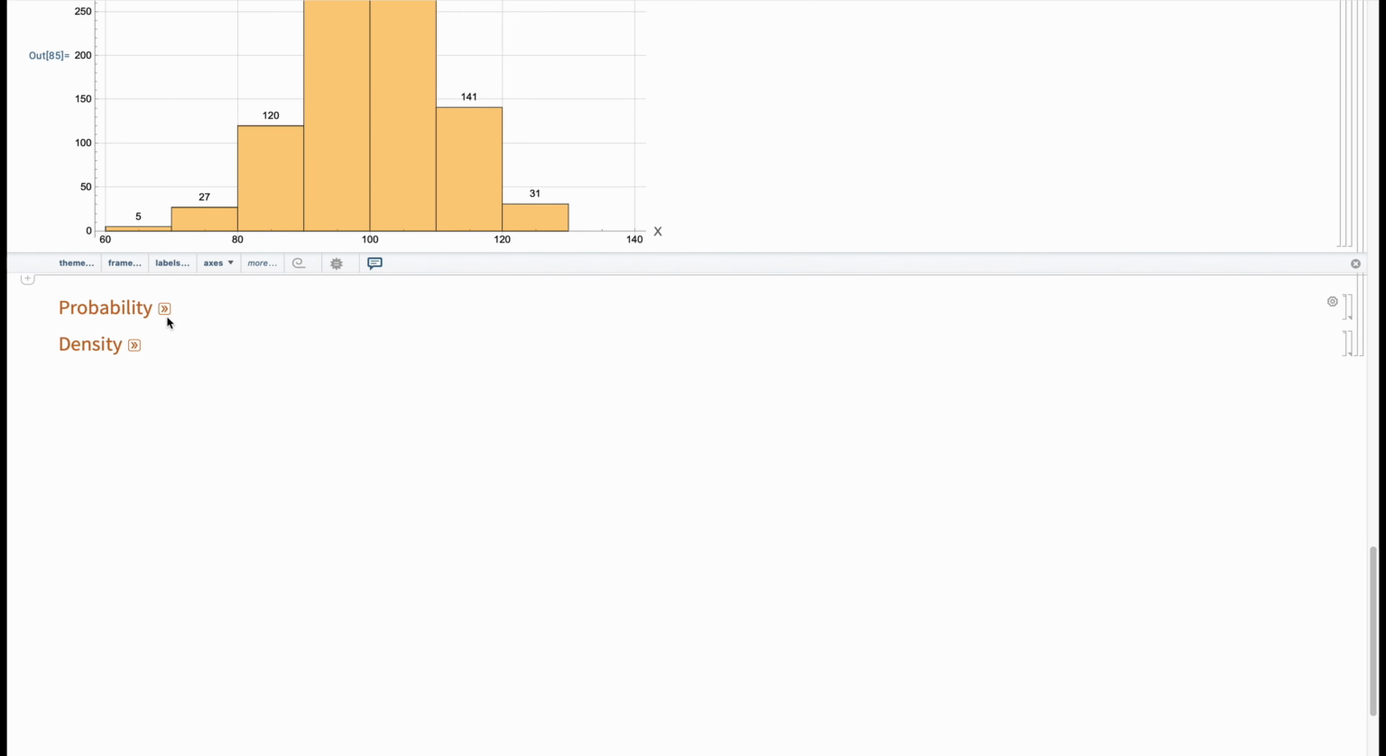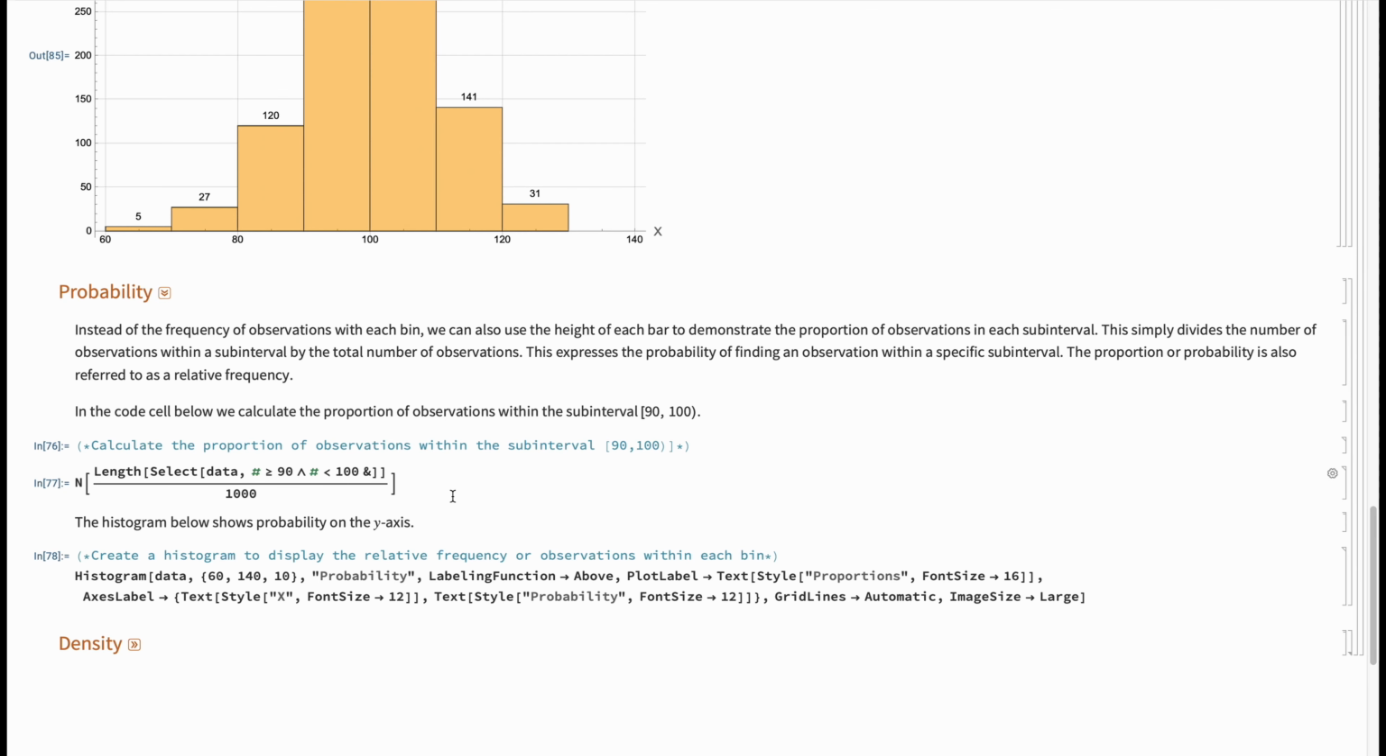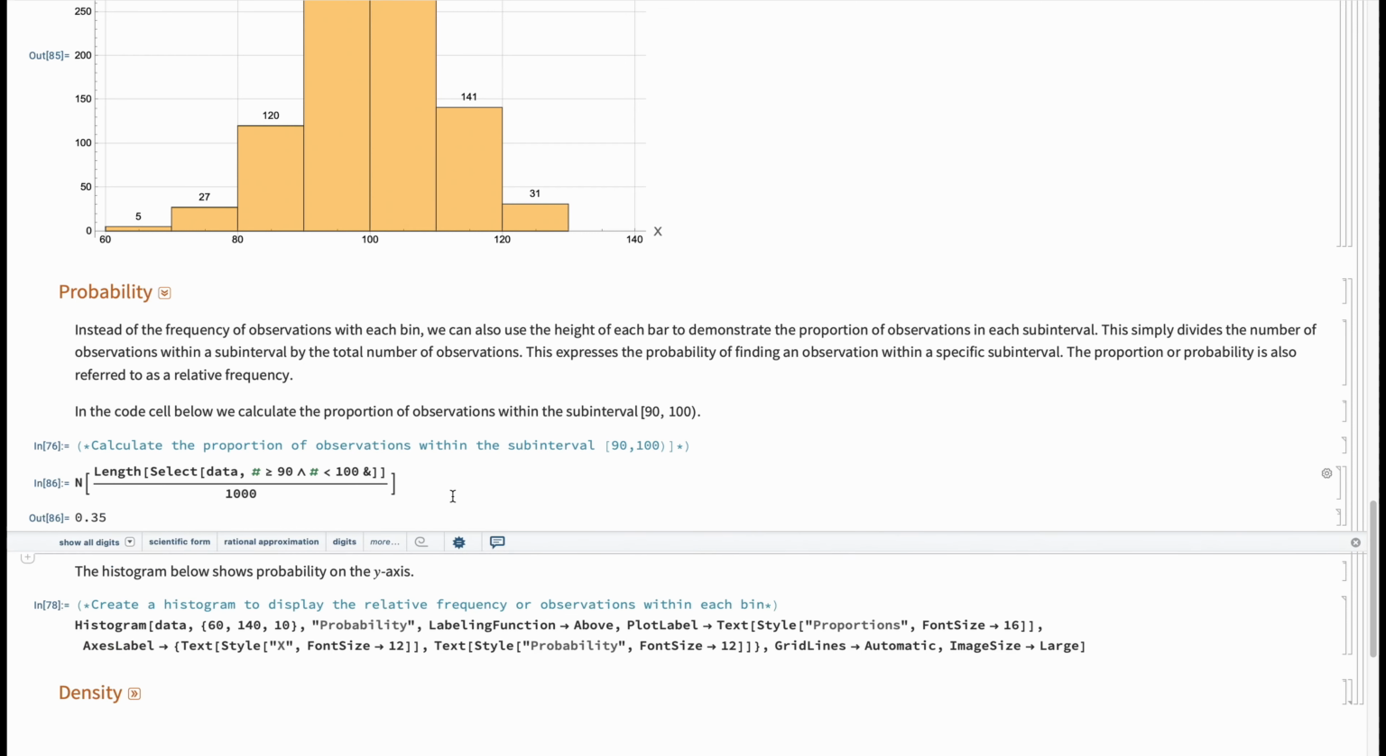And that makes it really easy for us to think about the probability, because the probability is this proportion. So now I want the height of these rectangles to demonstrate what proportion of those 1000 observations were within a certain interval. So once again, I'm going to take this little interval from 90 to 100. I'm going to count them. We know they're 350, but now I'm just going to divide by the total number of observations, which was 1000, which means the proportion of the 1000 observations that were between 90 and 100 was then 35% or 0.35.